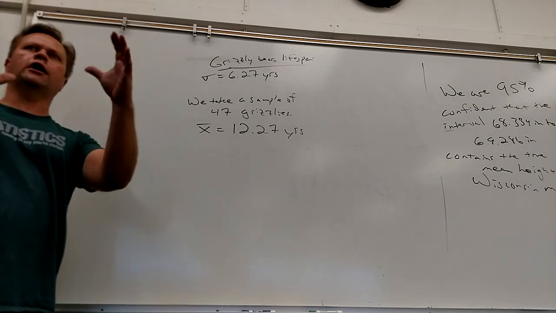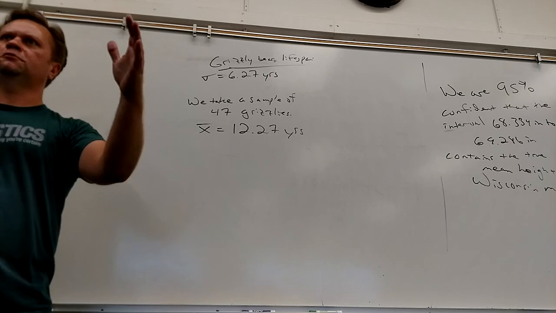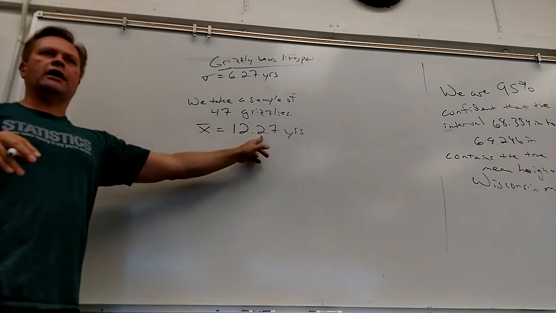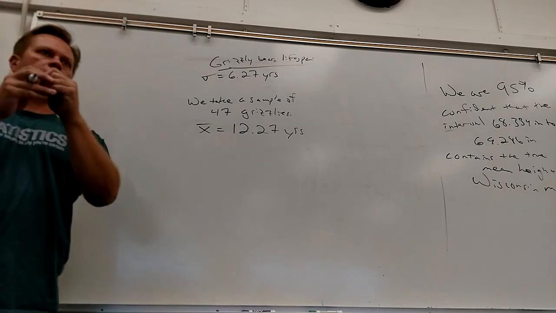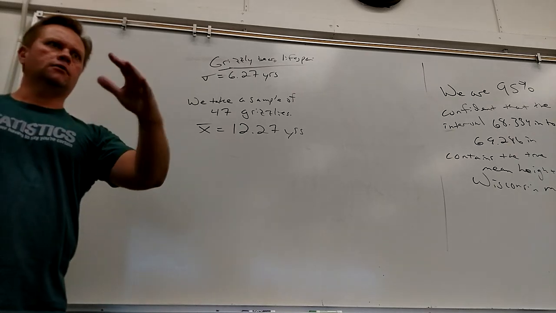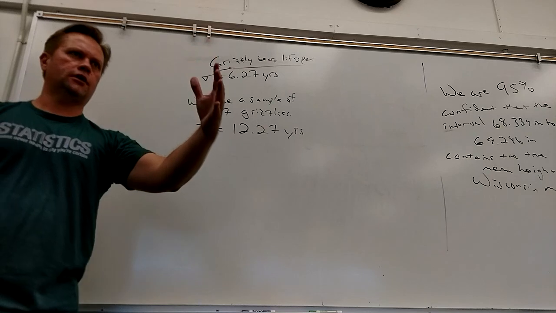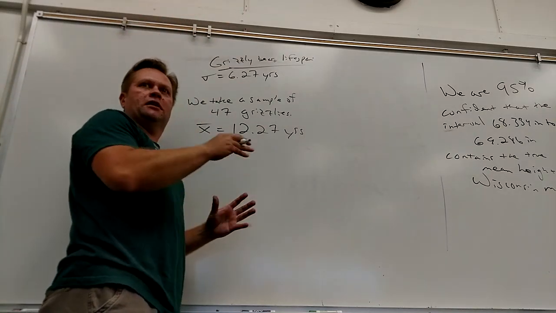So in some certain area of Canada, let's say, we observe 47 grizzlies, and we see that they live on average 12.27 years. Are you guys with me? Okay. So we want to know what the actual mean of the whole population of those grizzlies in that area is, right? And then we can compare it to the fact that it's supposed to be 28. I like it.